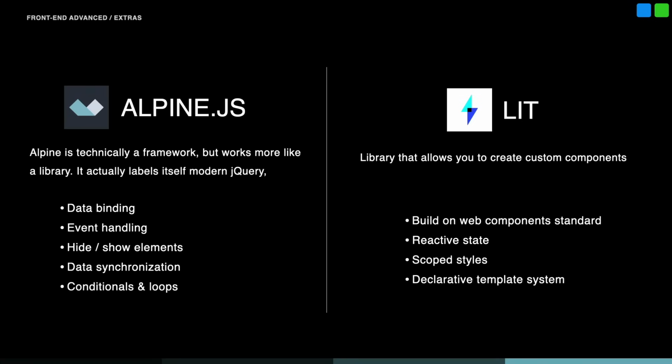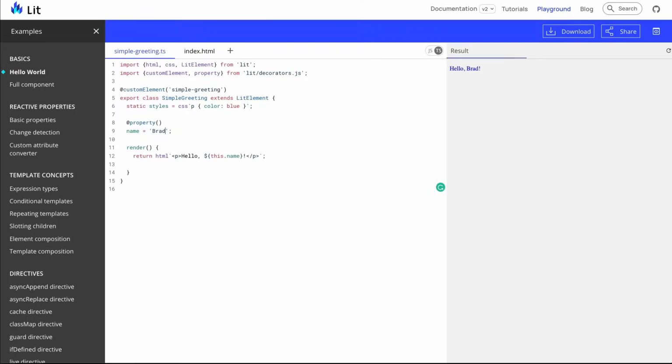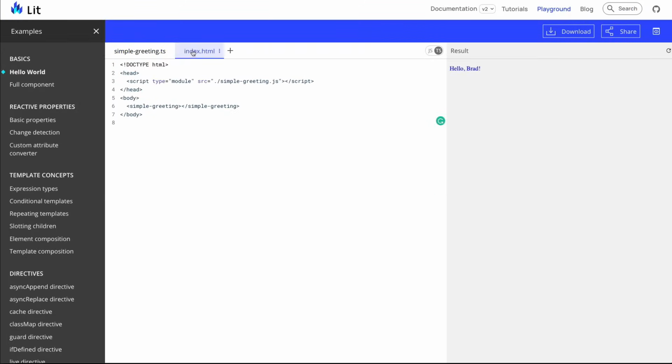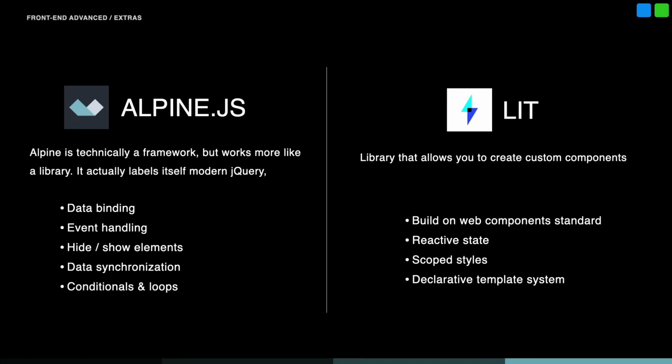Now, the next one is Lit. Lit is a library that allows you to create your own custom components. It's actually built on the web component standard, and it provides reactive state, scoped styles, and a declarative template system that's really, really tiny, fast, and expressive. And Lit components can be used across multiple apps and sites, even if those apps and sites are built on a variety of front-end stacks. So you could use Lit alongside other web technologies as well.